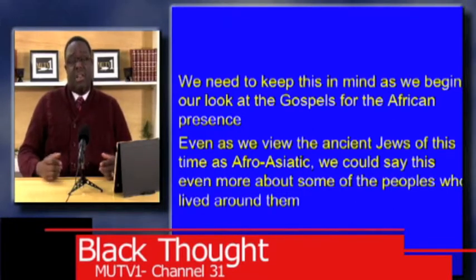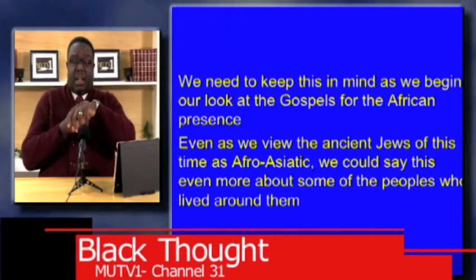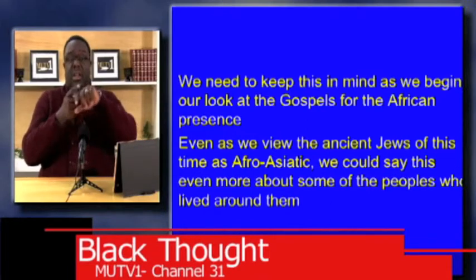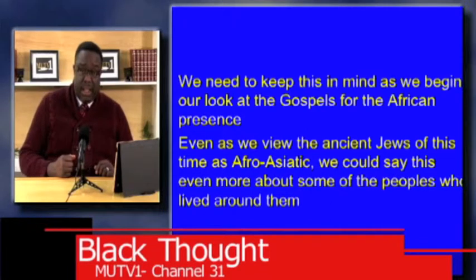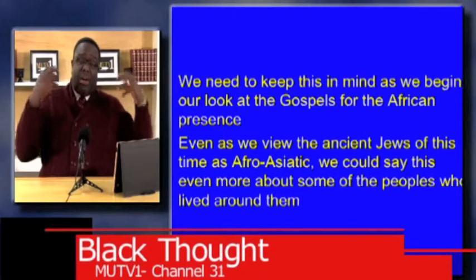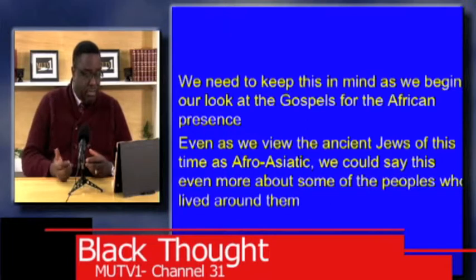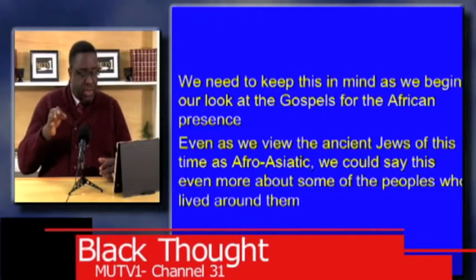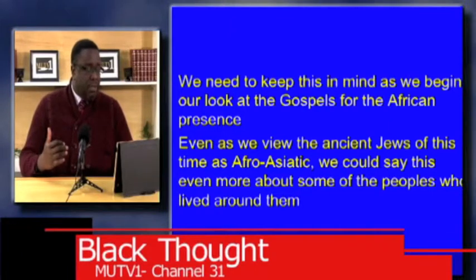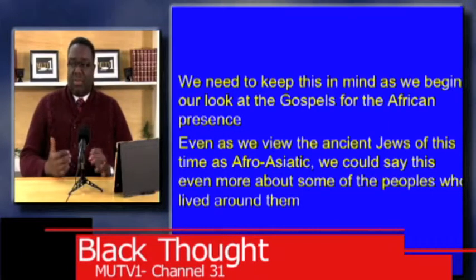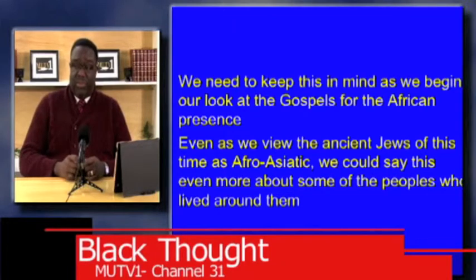Who were others? You had Egyptians, looked like us. You had other folk, looked like us. You had the Jews back then, looked like us. And they all left together and they all blended together. All right? So when we look at in the Gospels for the African presence, when we view the ancient Jews of this time as Afro-Asiatic, we could say this even more about some of the peoples that lived around them. Now let's get to slide number 5.